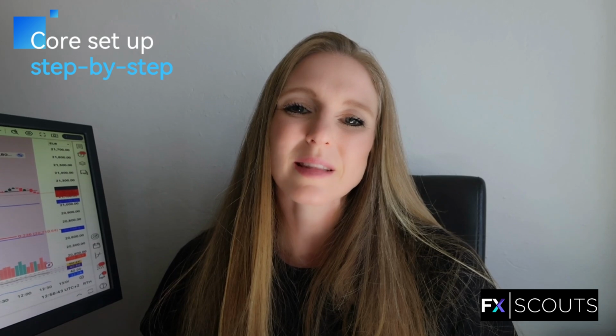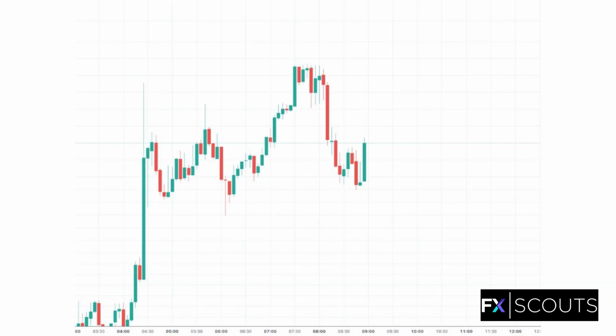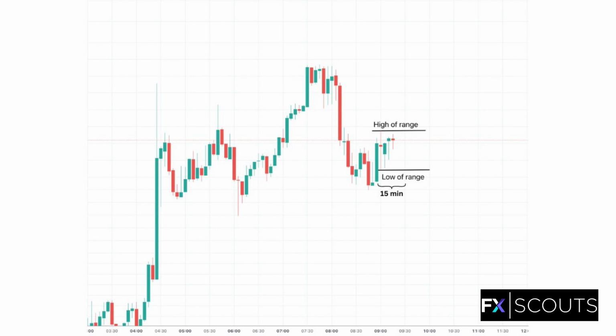Now, I just want to talk about the core setup step by step, just so you get a clear picture of what it involves. I like to use the ORB on the 15-minute range, on the 5-minute chart, but sometimes the 30 if I see there's a lot of volatility in the market, as we're seeing now with the tariffs. So step one, you're going to wait for the first 15 minutes. You're then going to mark the high and the low of that 15-minute range. So you'll see the three candles form, and once that has happened, you're going to block out that range.